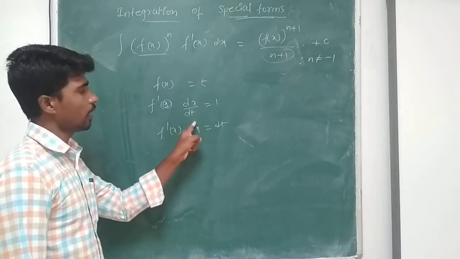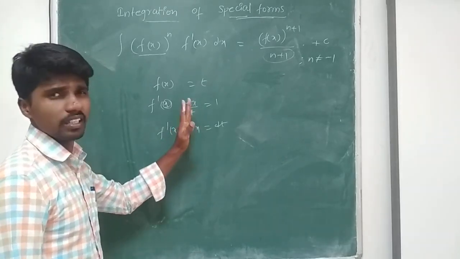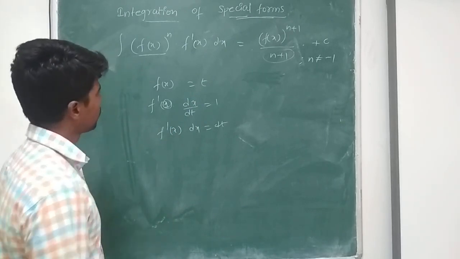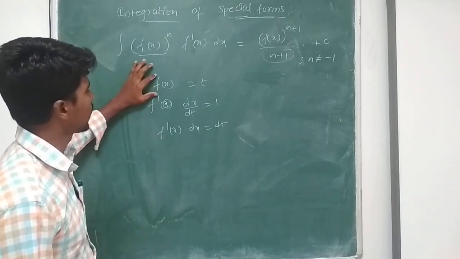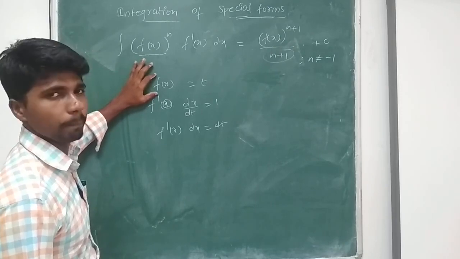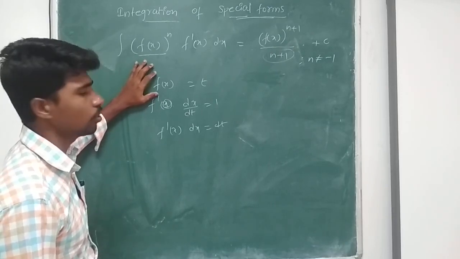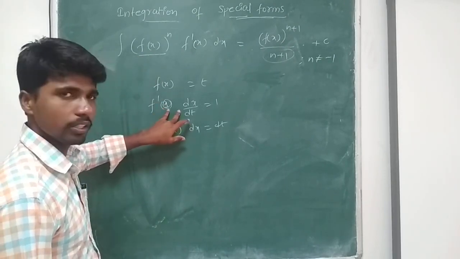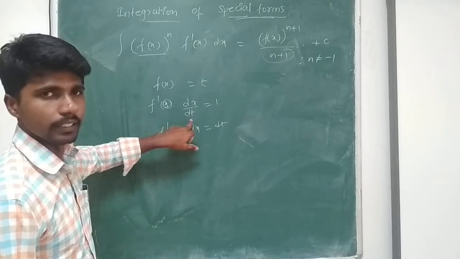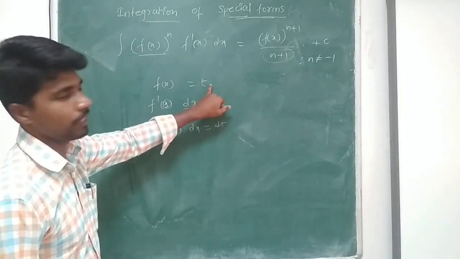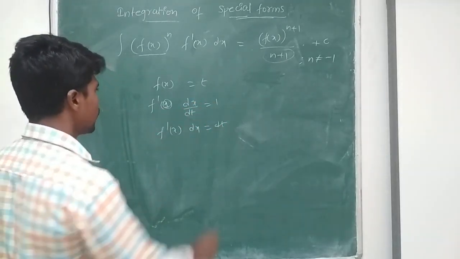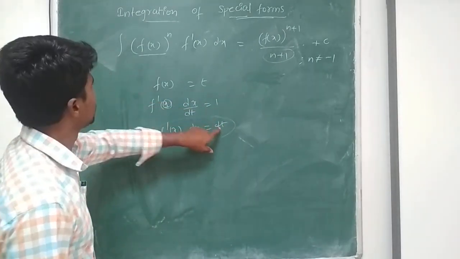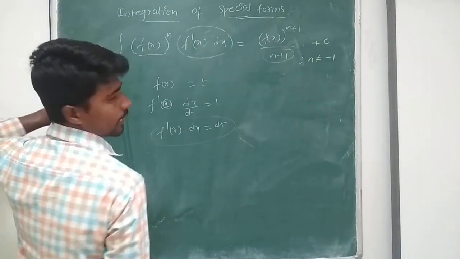Because it is defined in terms of x, that's why I did the differentiation here. Right now, I have differentiated this particular function with respect to t. Then I got f dash of x into dx by dt, which is equal to the derivative of t with respect to t, which is 1. Now we can replace this part, f dash of x into dx, by dt.